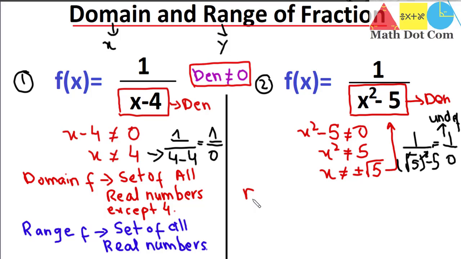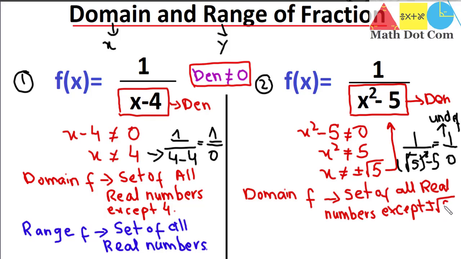Similarly, the domain of function f will be the set of all real numbers except plus or minus root 5. Why plus minus? Because here we had a square. So when we take the square root on both sides, it converts into plus or minus square root. What will be the range? Similarly, the range is not restricted to any number, so it will also be the set of all real numbers.